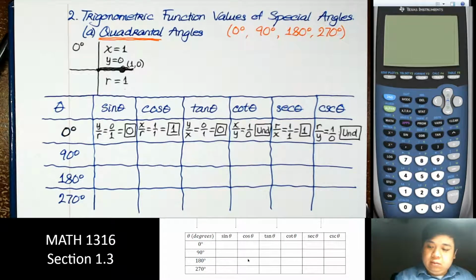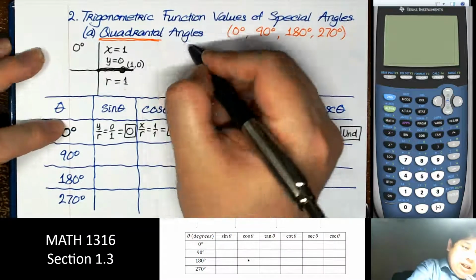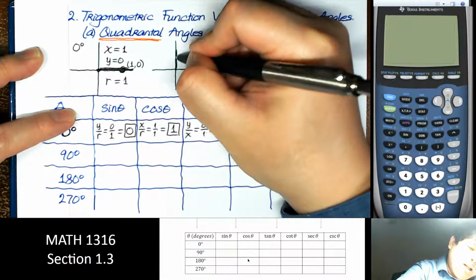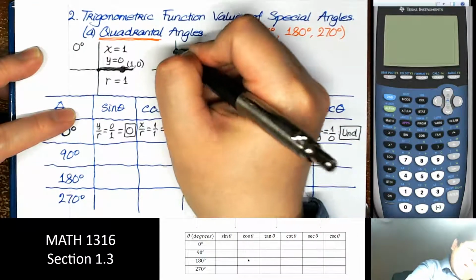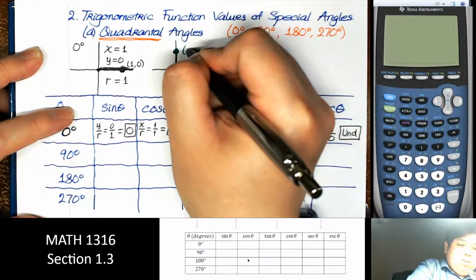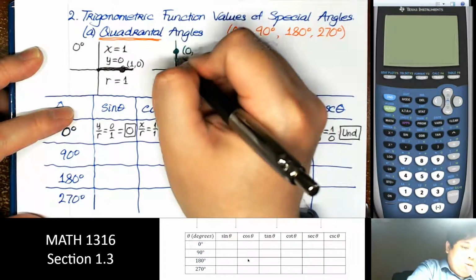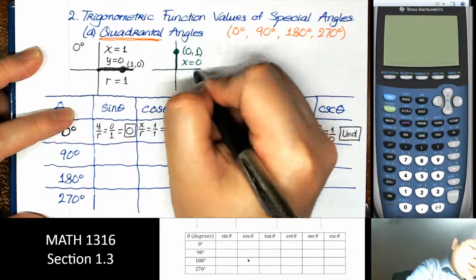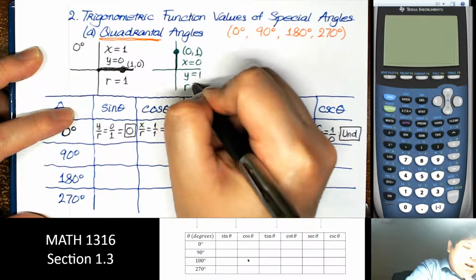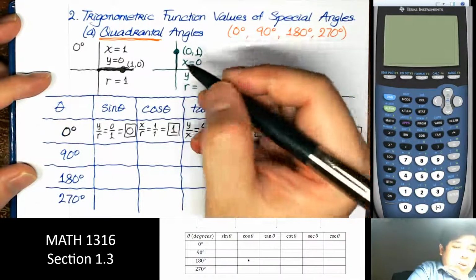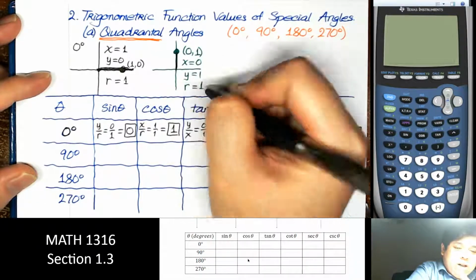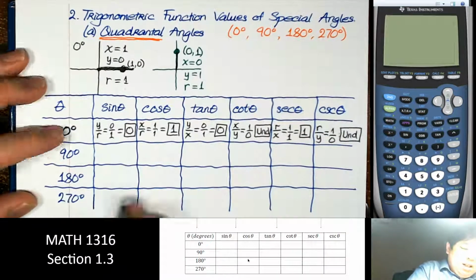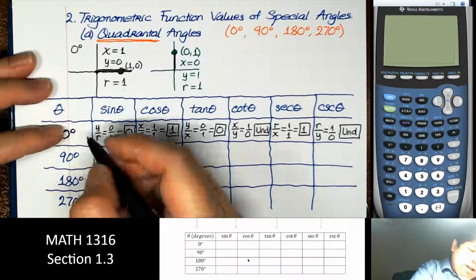Next, for 90 degrees, the angle is going to be here, so let's choose the point there. We choose x to be 0 and y to be 1. So x is 0, y is 1, and r is the square root of x squared plus y squared, or this distance, also 1. So for 90 degrees, just draw it and then use the definition.